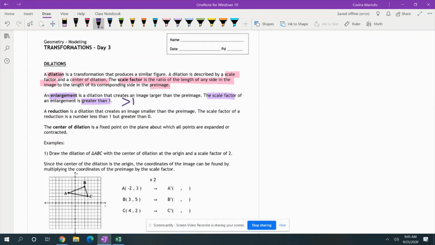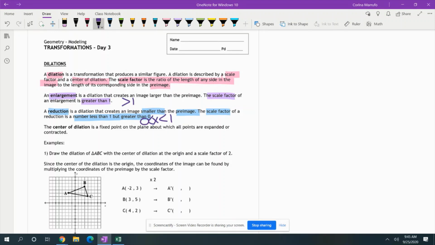A reduction is when we're going to get something smaller. Okay. So it is going to be smaller than the pre-image, and your scale factor has to be a number that is less than 1, but still greater than 0. So here it has to be less than 1, but greater than 0. Okay, so I'm just going to put an X there in the middle to stand for scale factor.